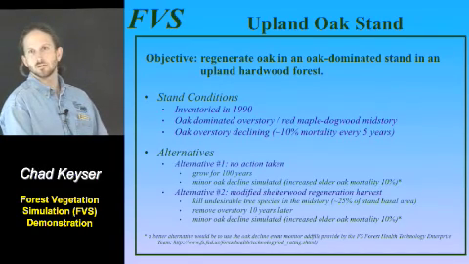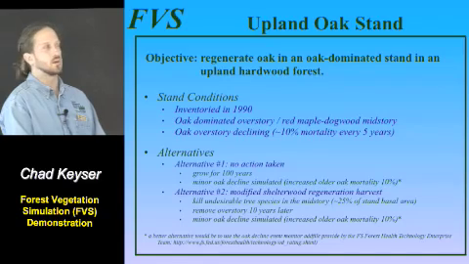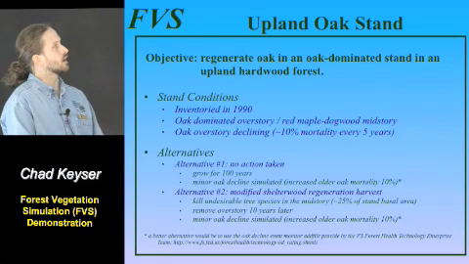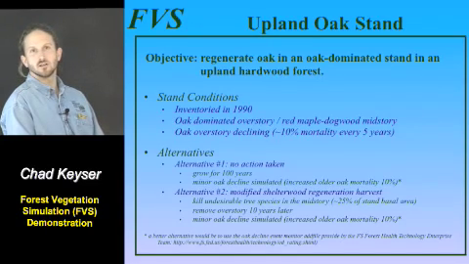The second alternative is this modified shelterwood regeneration harvest, where we're going to go into the stand and kill the undesirable tree species in the mid-story to try to open it up. In fact, we're going to look at killing the red maple and dogwood via herbicides. And then 10 years later, we'll come back and remove that oak overstory and then grow it out for the next 100 years.